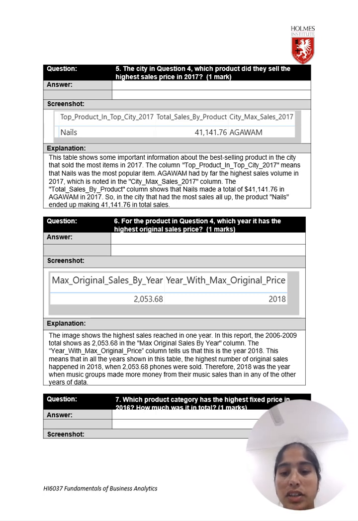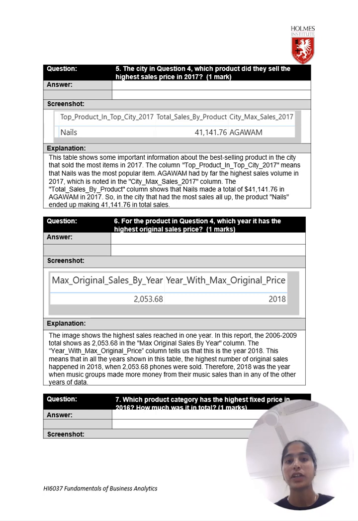In this report, the 2006 to 2009 total shows as 2053.68 in the max original sales by year column. The year with the max original price column tells us that this is the year 2018. This means that in all the years shown in this table, the highest number of original sales happened in 2018.